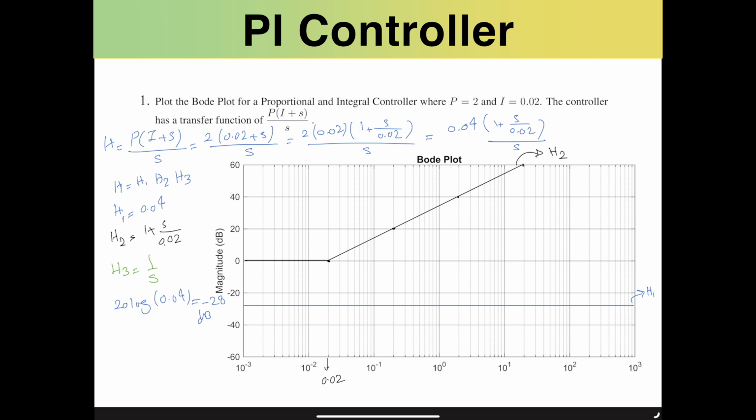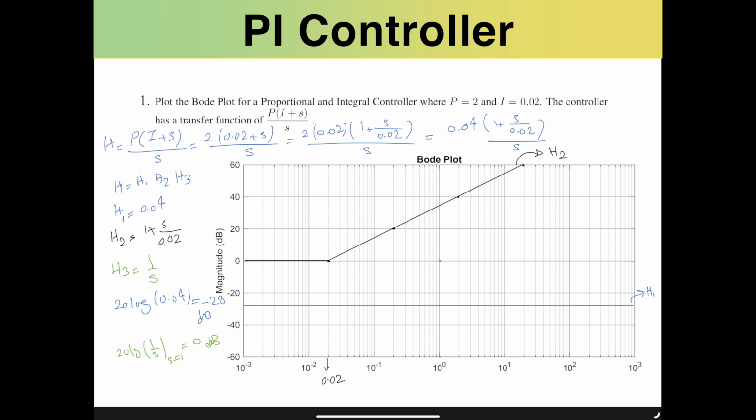The easiest point for us to determine is going to be 1, because if you replace S equals 1, then 20 log of 1 over S, when S becomes 1, is simply 0. So that takes us to 1 and 0. At the frequency of 1, the 20 log is going to be 0 dB.